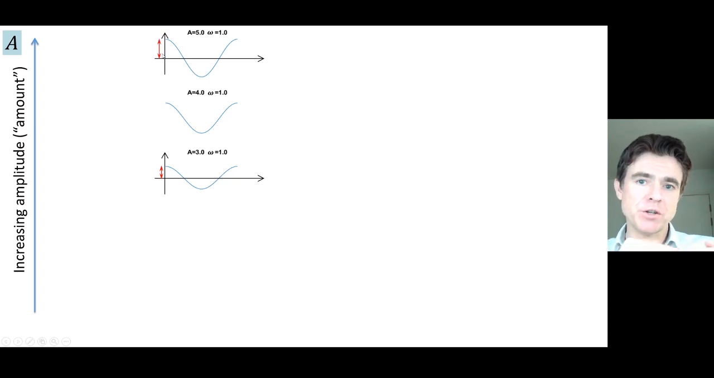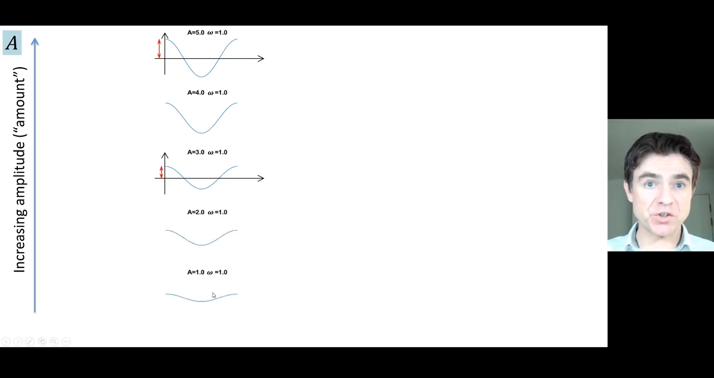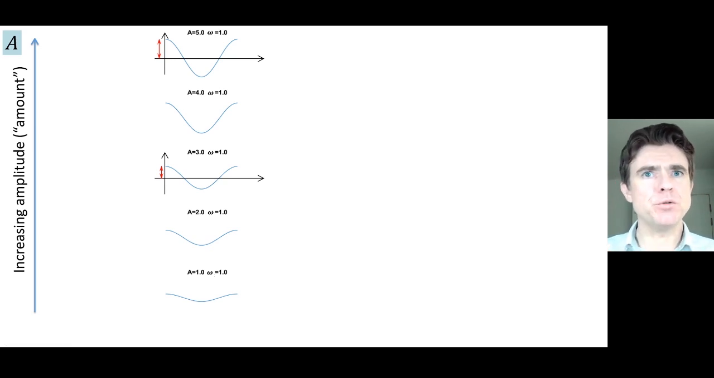And you can see that what that's done is just kind of stretch that cosine function, just scale it upwards, just increase the amplitude of it. Or indeed, I could scale it down. Here I've just got amplitude of 1 on that cosine function. So that explains the concept of the amount or the amplitude of a frequency component.